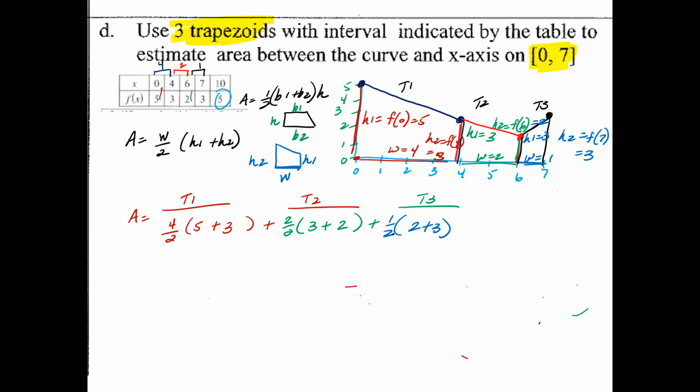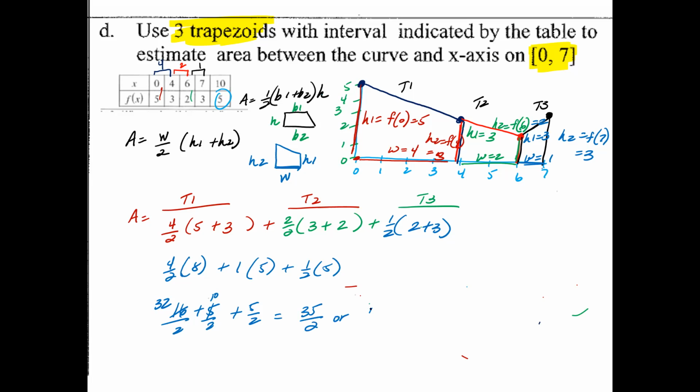Okay, so now that we set it up like this, you have 4 over 2 times 8 plus 1 times 5 plus 1/2 times 5, which is going to give you a 2 times 8, and that's going to be a 16 plus 5 over 2. And then, of course, if you put that a 2 here, that makes it a 10. 2 here, that's a 32. 32 plus 10 plus 5, grand total of 35 over 2. Or you could say 17.5 unit squared. And that is going to be your area.